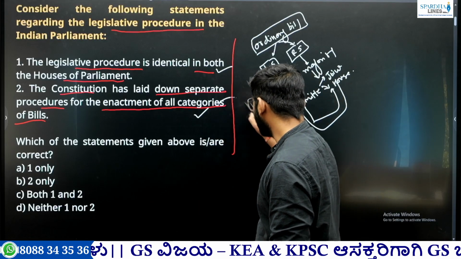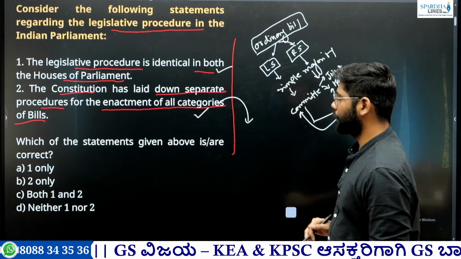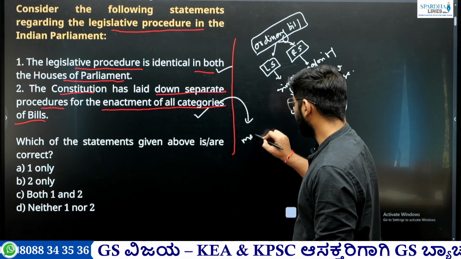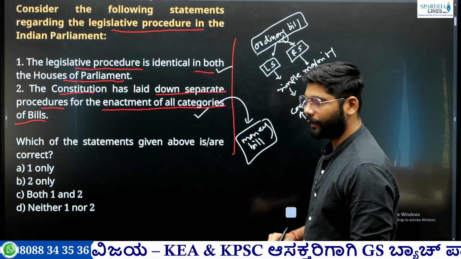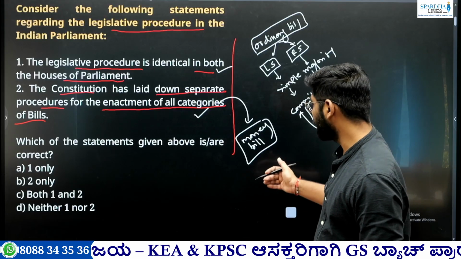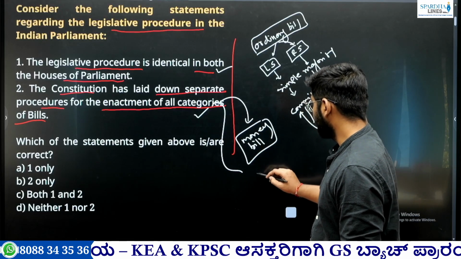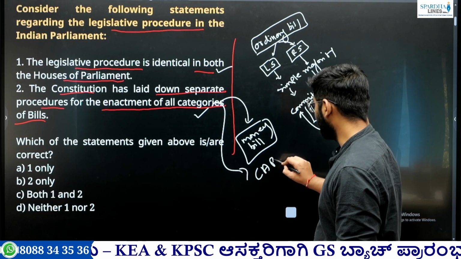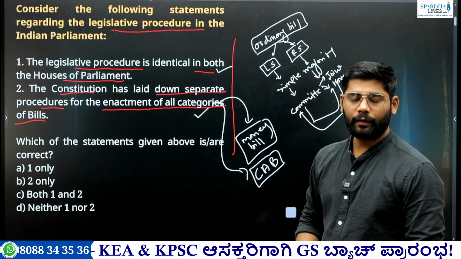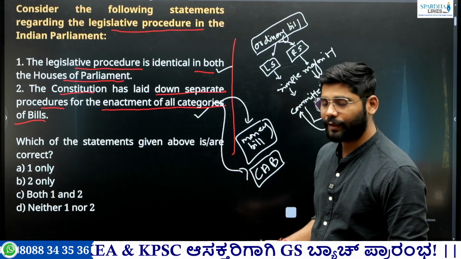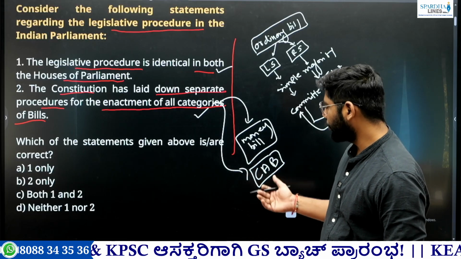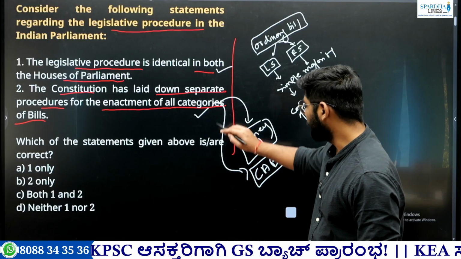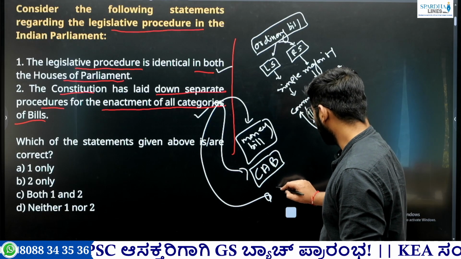Yes, because if you see the ordinary bill, we have seen the procedure. Then when it comes to the money bill, there is a separate procedure. There are certain criteria that we'll see through the MCQs only. I will not spoil it here. Then we have the constitutional amendment bill. There also the Constitution has laid down a separate procedure that we have seen in previous sessions. Those who have not watched can go and watch. Then again come the finance bills.